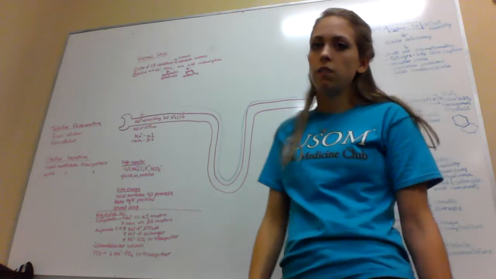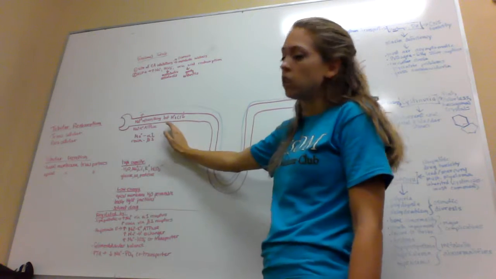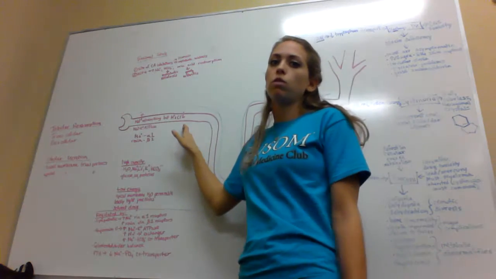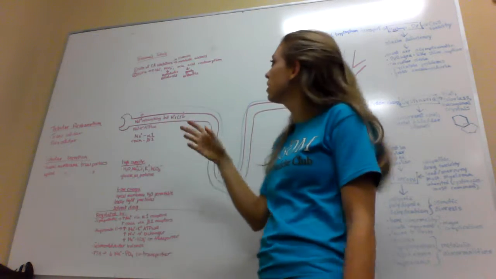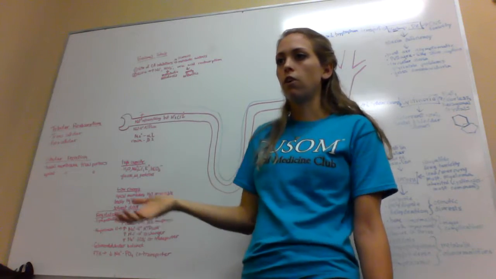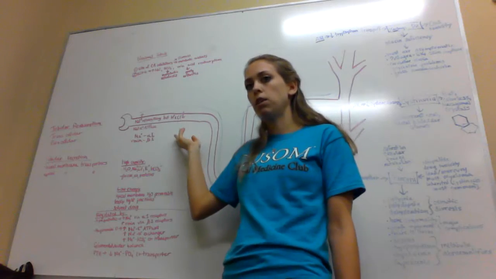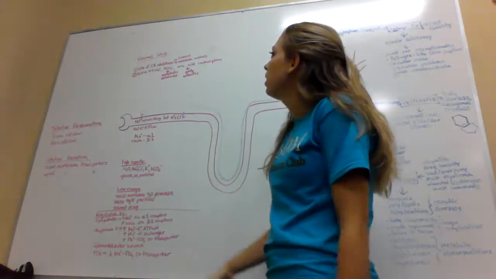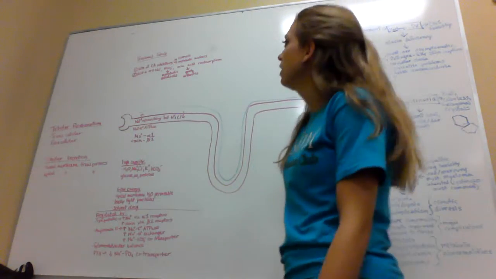Some clinically significant things to note about the proximal tubule: this is the site of action of CA inhibitors, such as acetazolamide, and those are used for things like glaucoma and altitude sickness. With altitude sickness, your body goes into a state of alkalosis. One of the effects of the CA inhibitors is that it causes acidosis, so that counteracts the alkalosis. CA inhibitors also cause diuresis because they're diuretics.